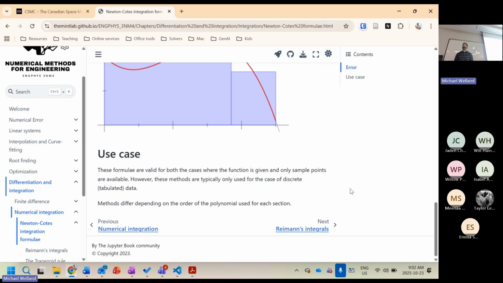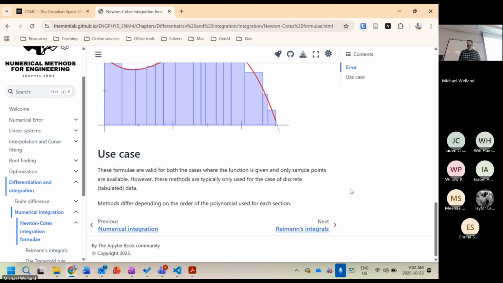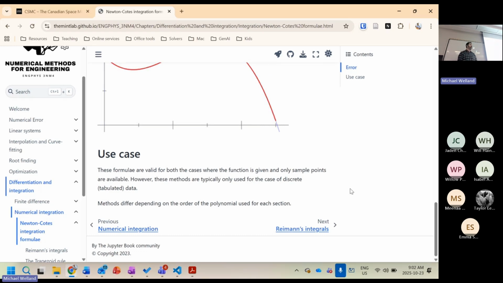An example of a callable function might be something like COMSOL, right? The entirety of the finite element method could be an input, a callable function into one of these integration functions. It doesn't have to be something simple.